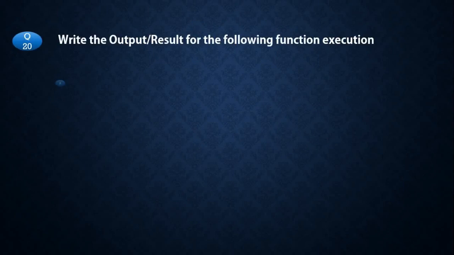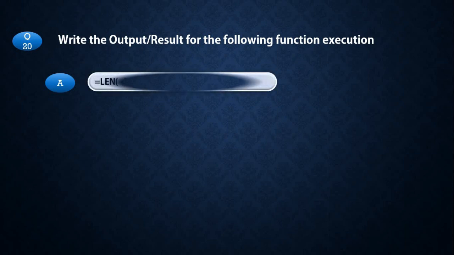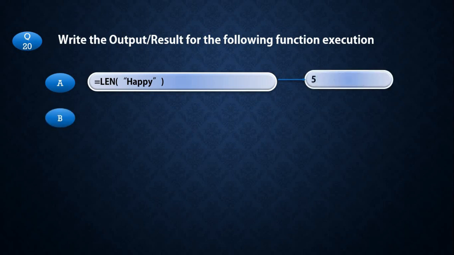So the result for the following execution, equals LEN of "happy". What is the LEN function used for? It is used to count the number of characters present in that particular word. So in "happy", we have 5 letters. So the answer will be 5.